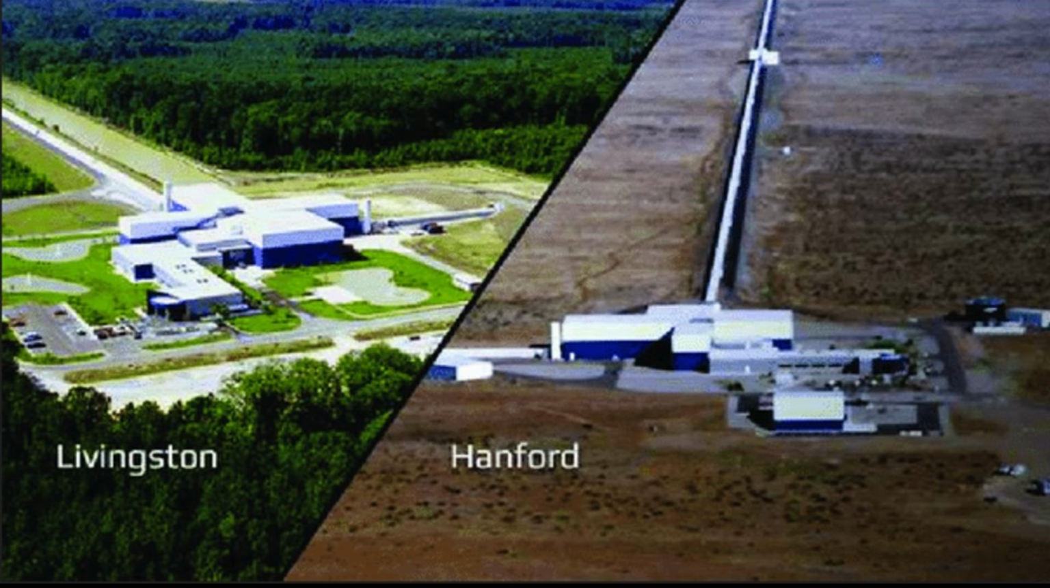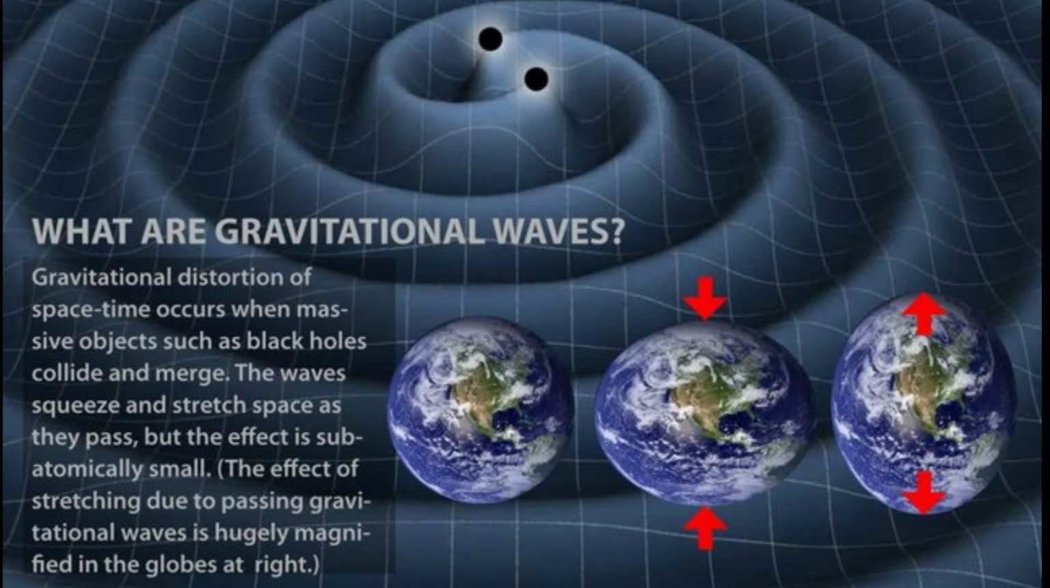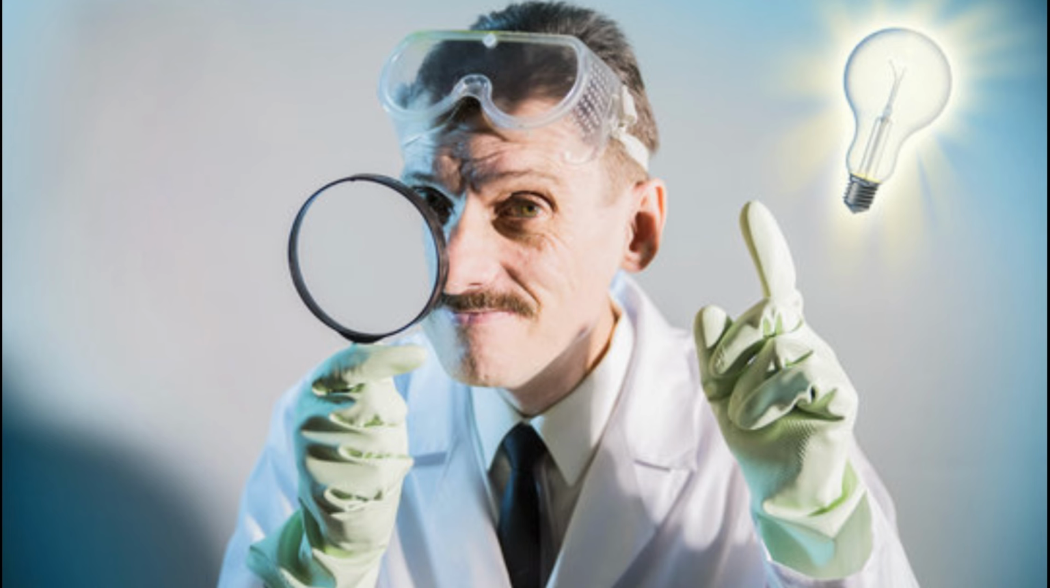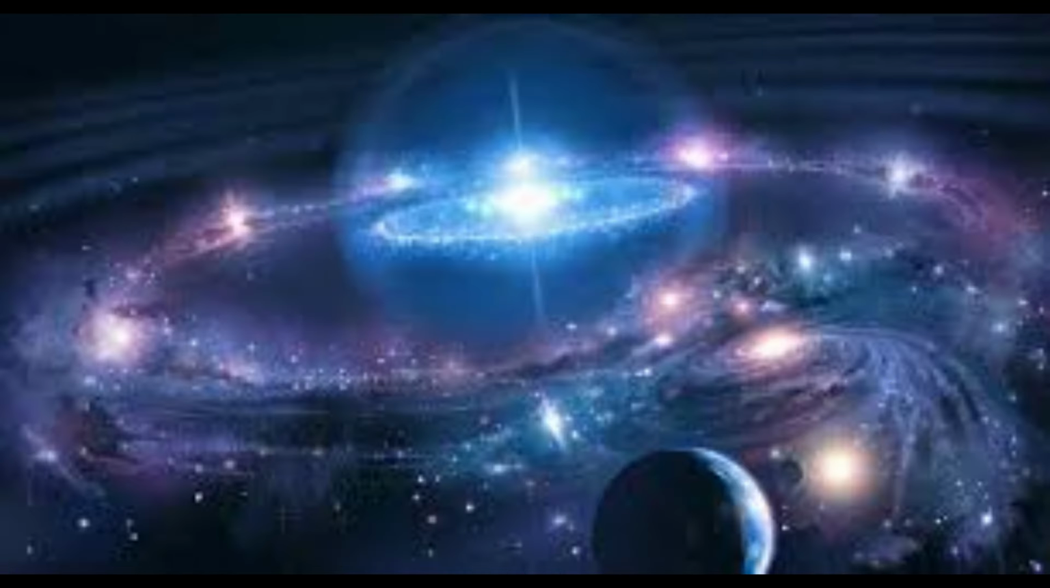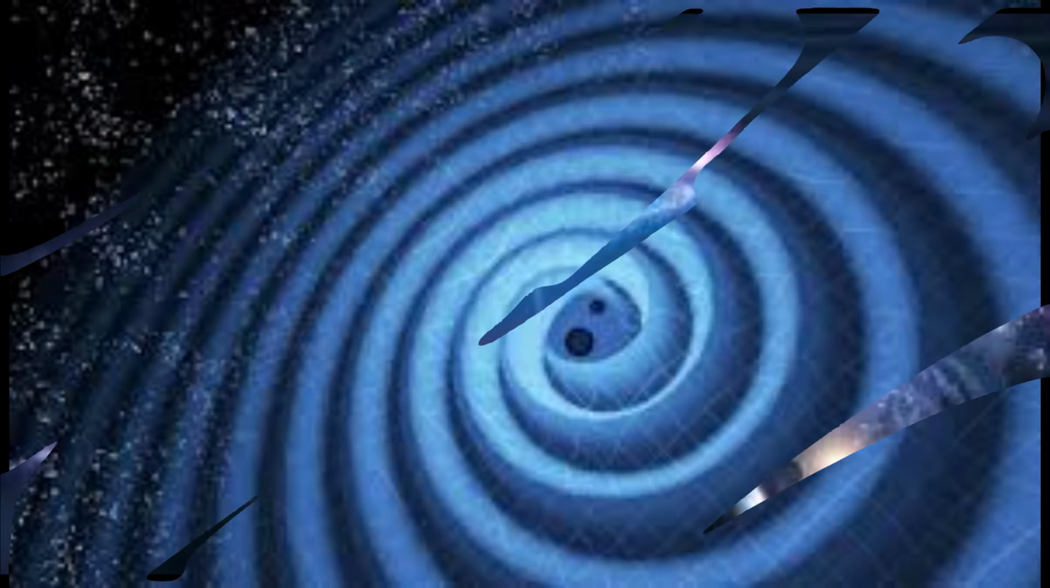When a gravitational wave passes through the Earth, it momentarily stretches and squeezes the planet, causing infinitesimally small changes in distance between objects. By measuring these minuscule changes, scientists can infer the properties of the original cosmic event that produced the waves, providing insight into the most extreme phenomena in the universe, such as black hole mergers.